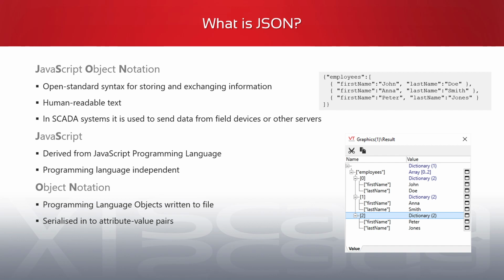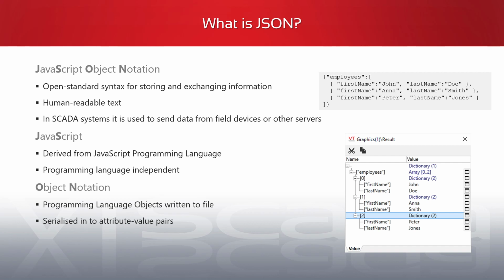You can see on the screen there I've given an example of JSON in the top where I have an employee's object, and you can see that there are three instances there, first name John, last name Doe, first name Anna and last name Smith, and first name Peter, last name Jones. So that would be a representation of 3 employees of a company holding their first and last name.